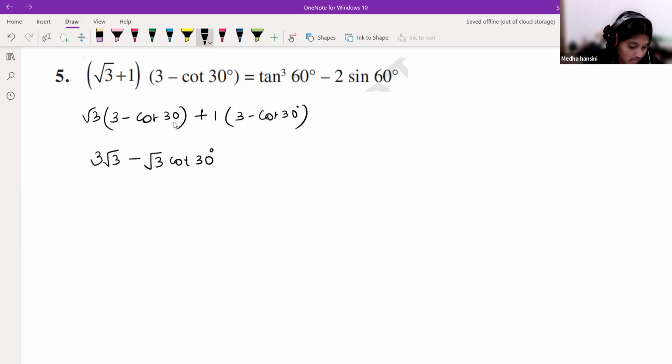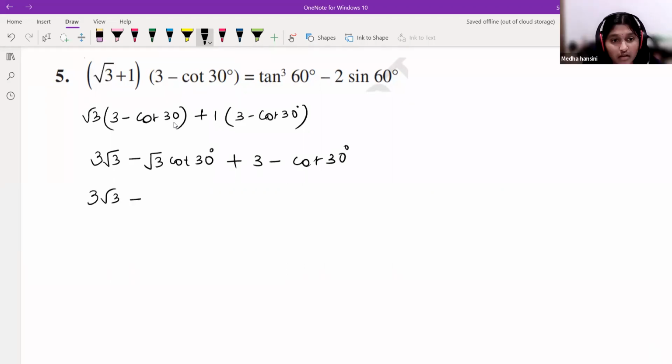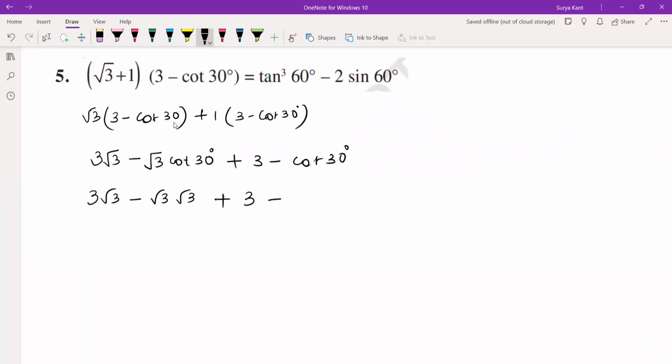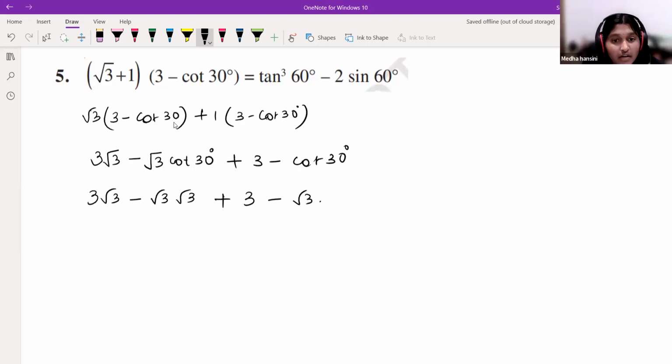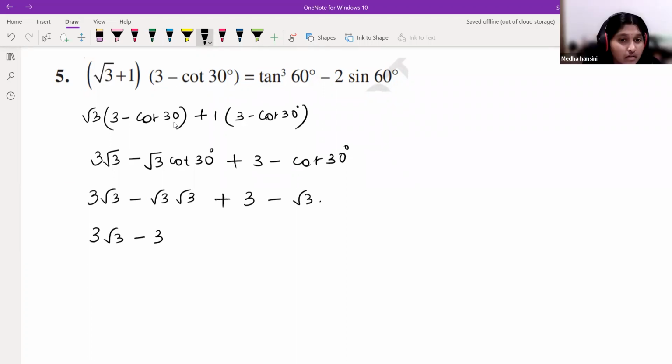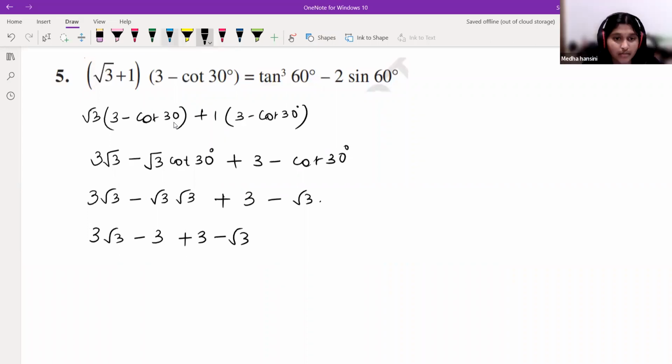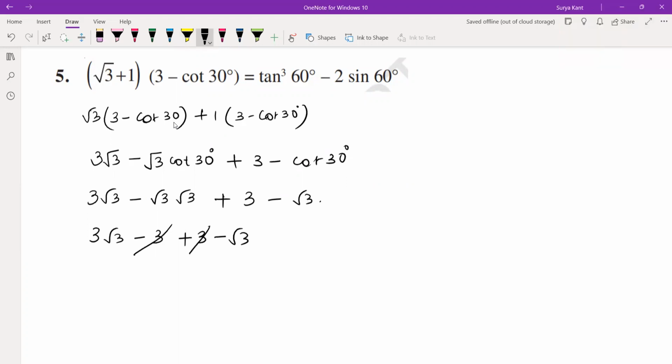Cot 30 will be root 3, sir. Correct. So now we'll write here 3 root 3 minus, and cot 30 will be root 3, so minus root 3, plus 3 minus root 3, correct? Sir, can we take common? Don't take common right now. Just simply multiply first. Now this will get cancelled. Yes, 2 root 3 we'll get. So we got the LHS part as 2 root 3.